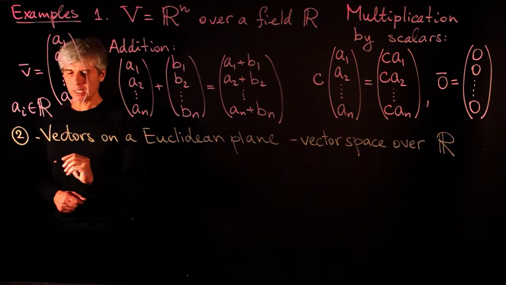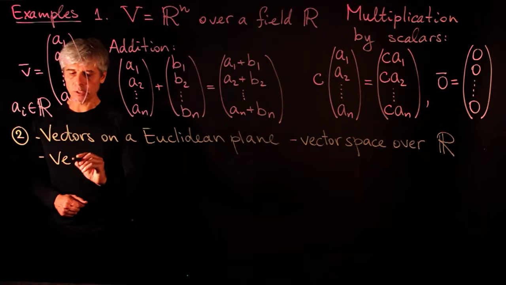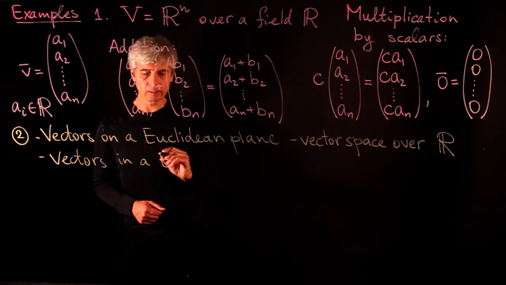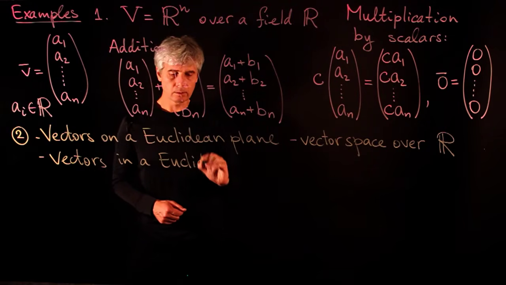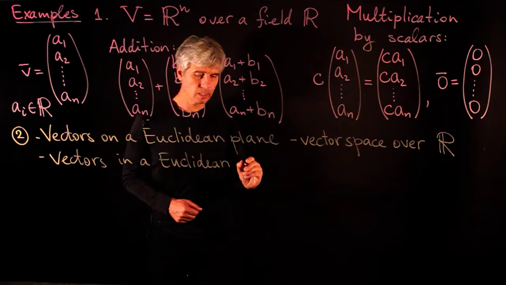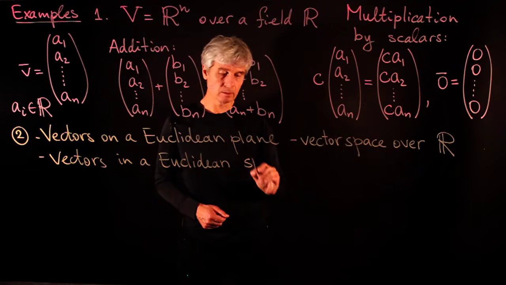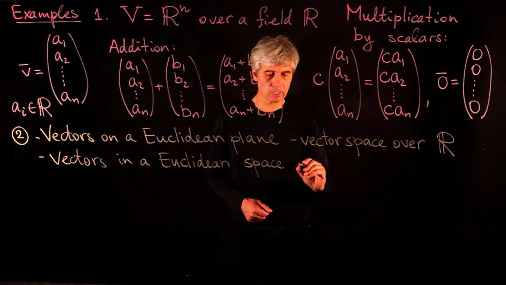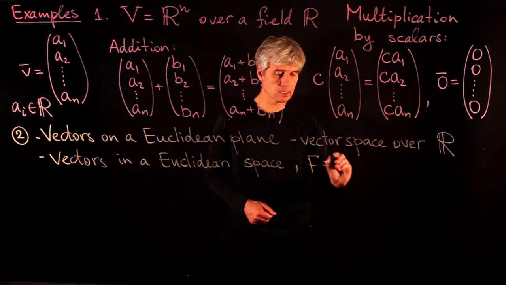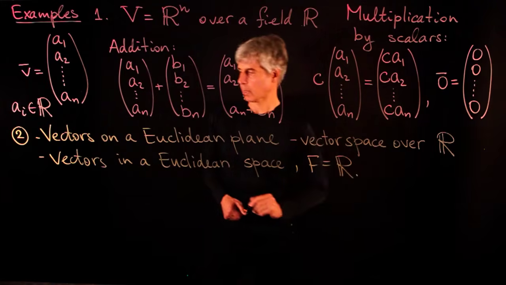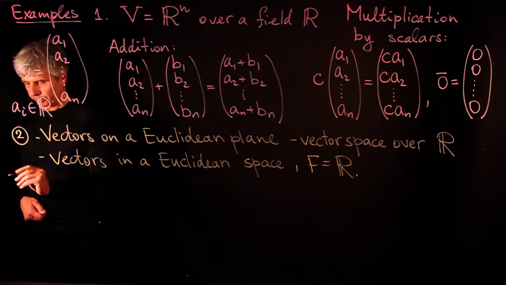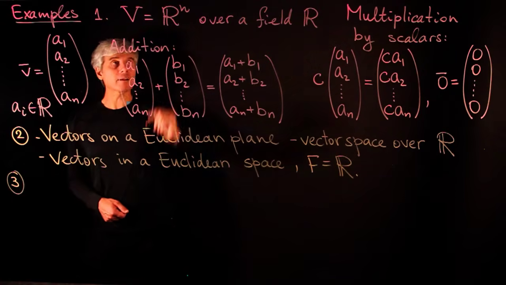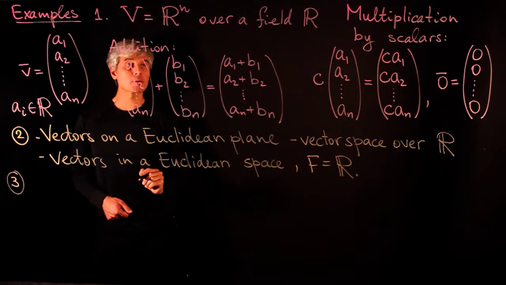And a variation of this example, so vectors in a Euclidean space, so meaning three-dimensional space. And again, the field in this case is the field of real numbers. The third example is a generalization of Rn to the case of arbitrary field.